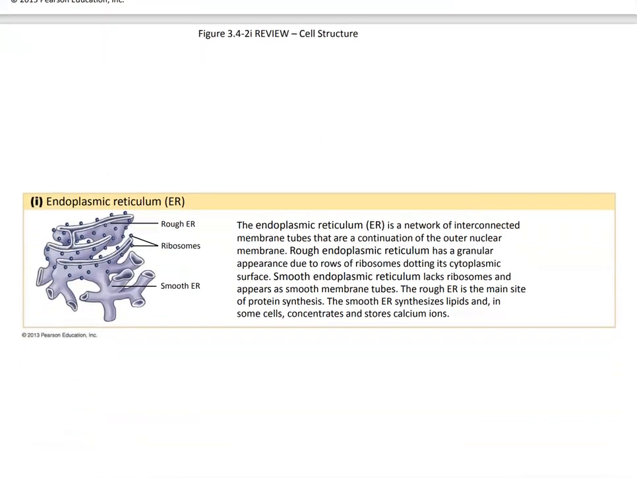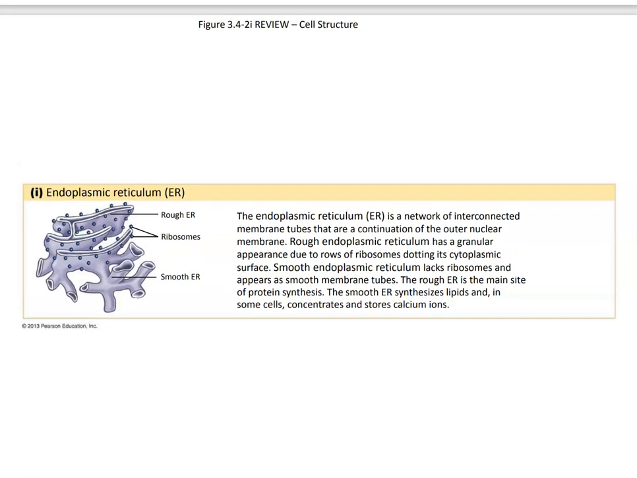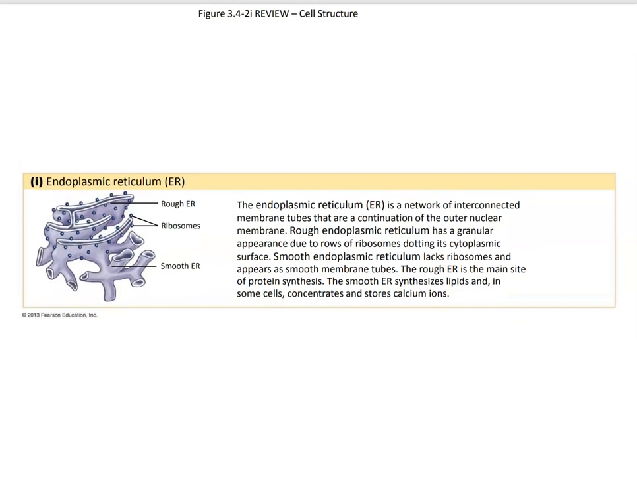So here, again, one of those not so creative images that you'll find in a textbook, but good enough. Rough ER has the ribosomes outside of it, and that's why it looks rough. And then smooth ER: lipid metabolism, no ribosomes.